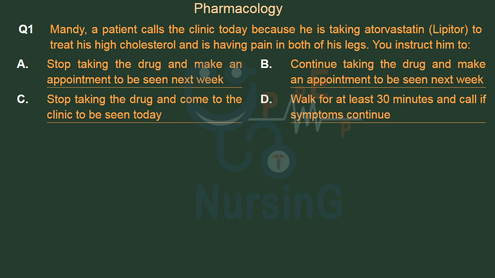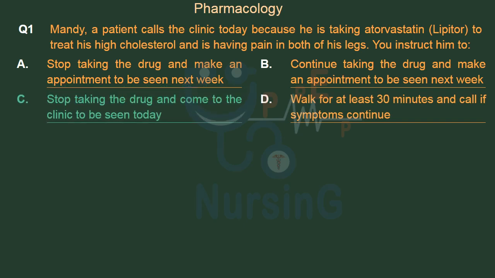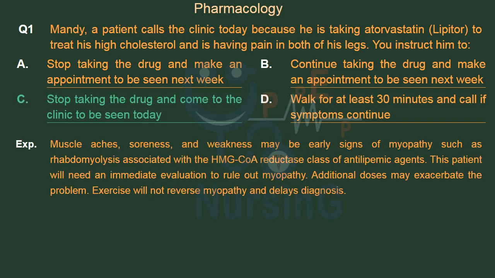Right answer is Option C. Stop taking the drug and come to the clinic to be seen today. Muscle aches, soreness, and weakness may be early signs of myopathy such as rhabdomyolysis associated with the HMG-CoA reductase class of antilipemic agents. This patient will need an immediate evaluation to rule out myopathy. Additional doses may exacerbate the problem. Exercise will not reverse myopathy and delays diagnosis.